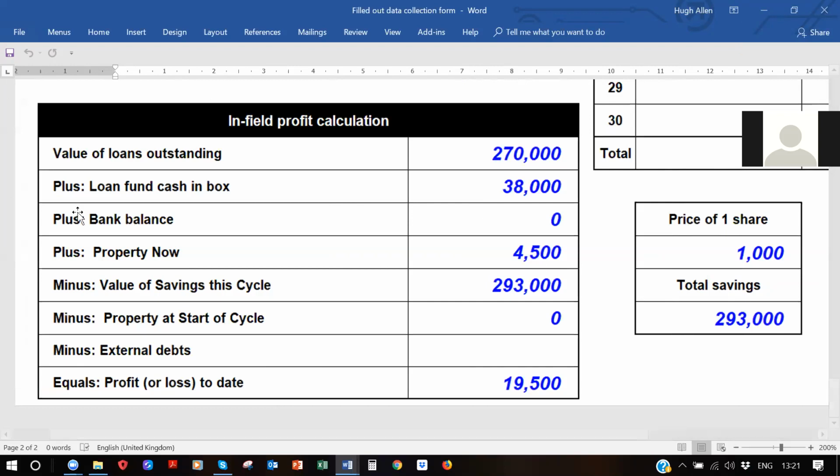Well, what we've got here is we've got data, and at the bottom we have a figure. What is the last figure here? The 19,500. What does that represent? Come on, guys, let's be having you. Don't hide behind your microphones. Come on. What is this showing us?